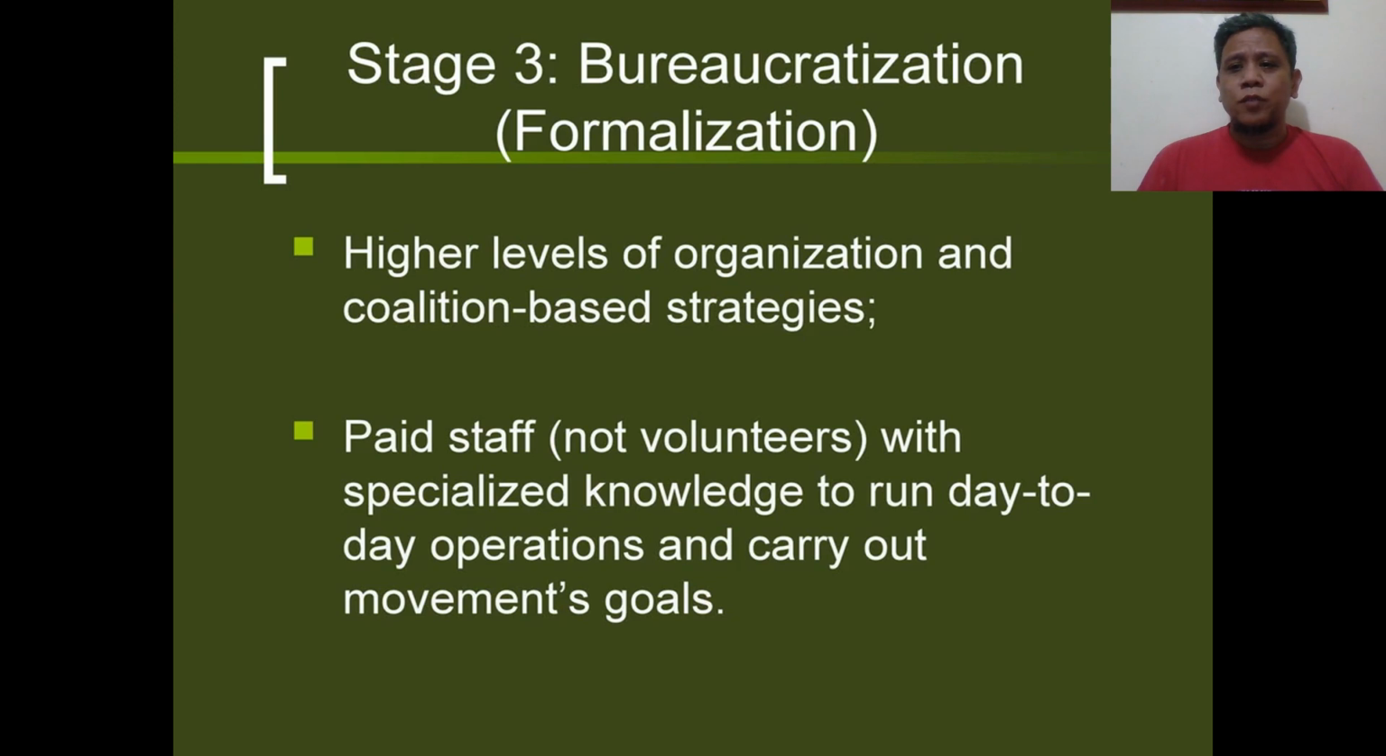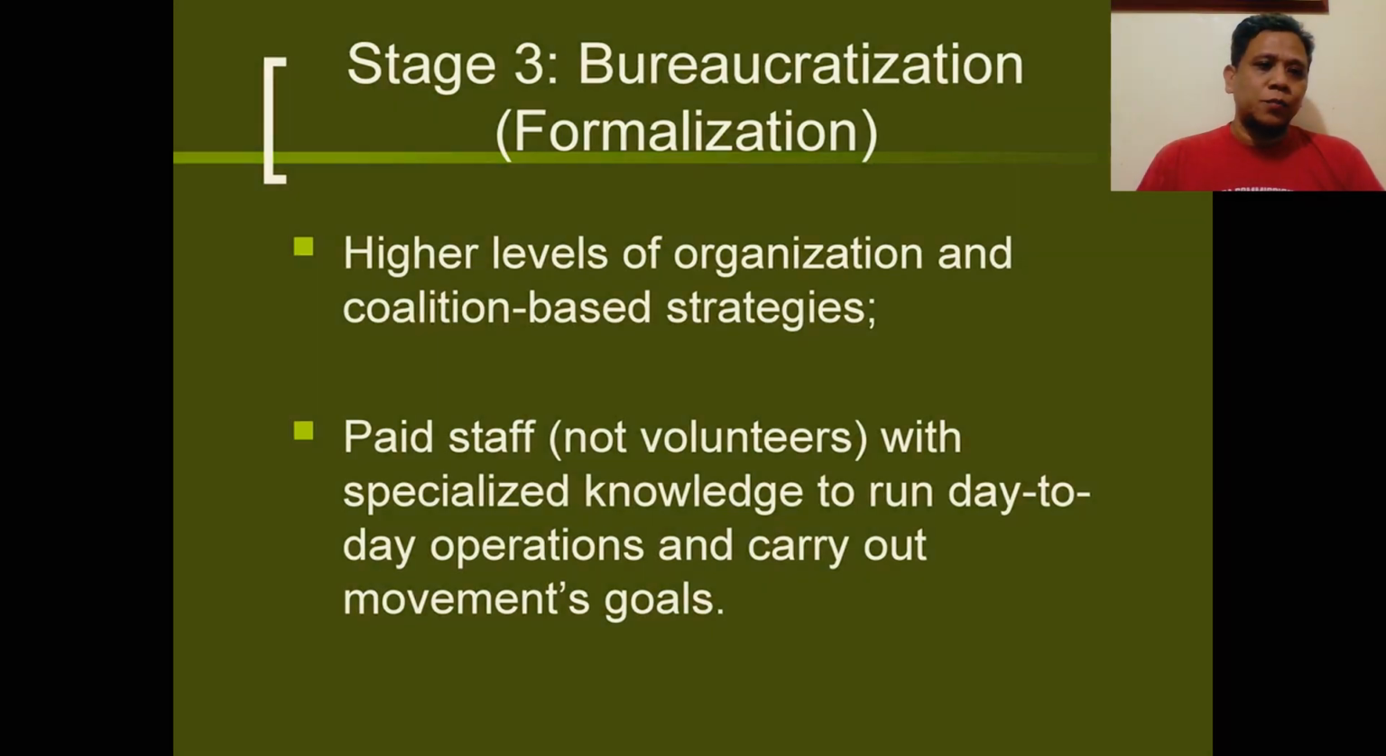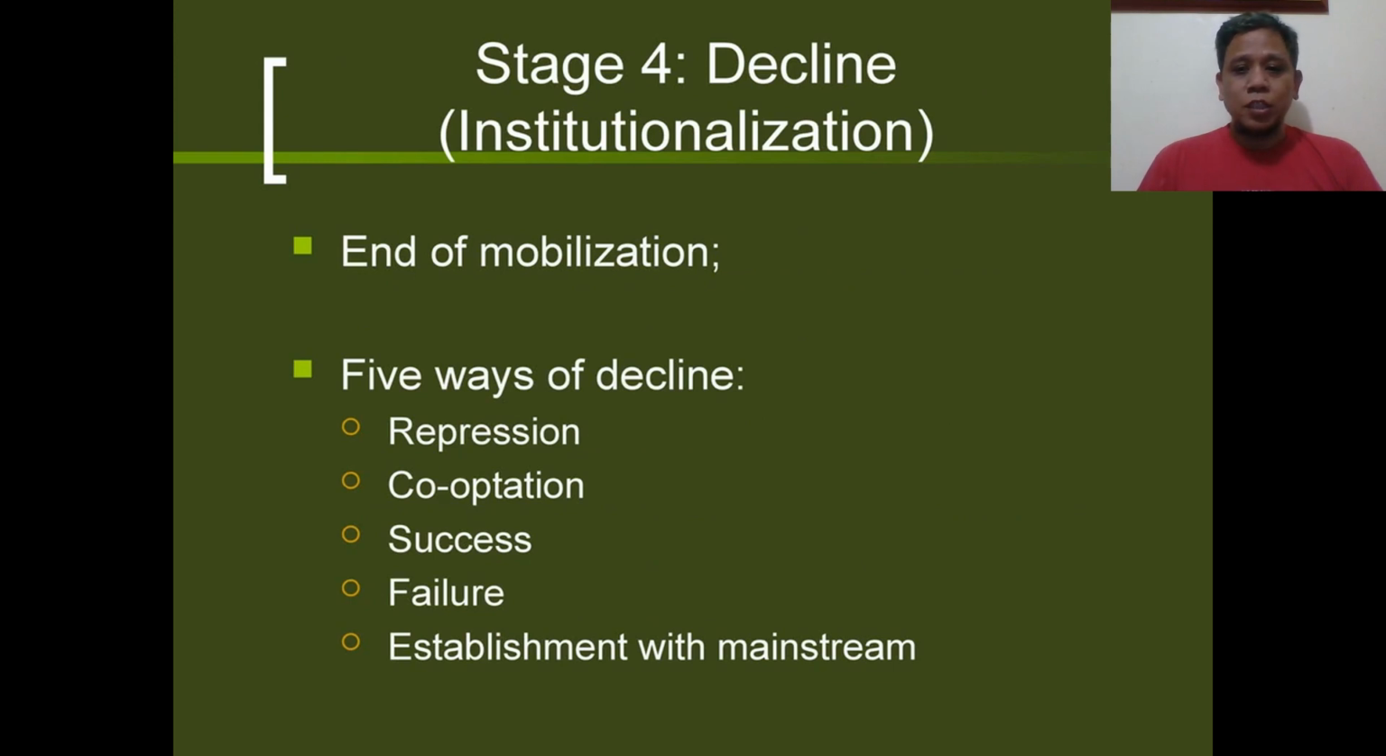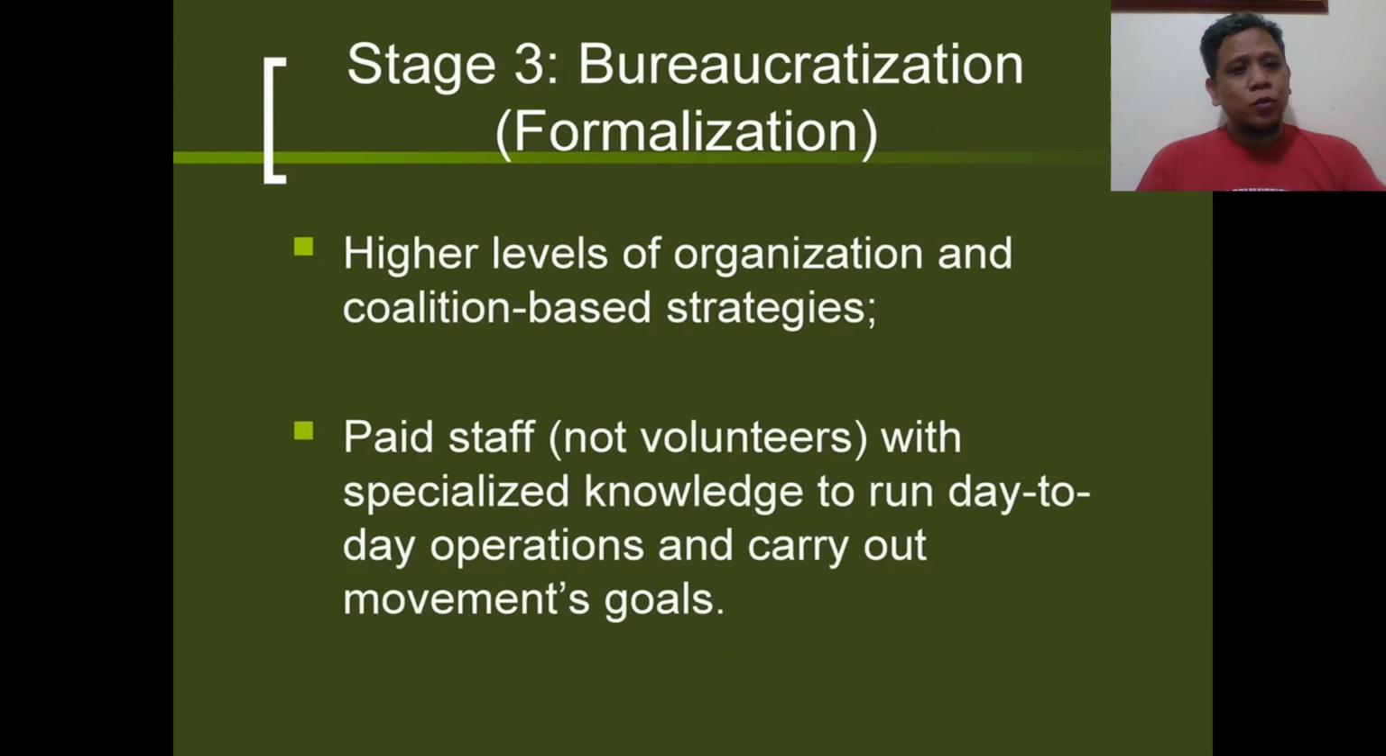In institutionalization or bureaucratization, as a movement grows, it often tends to become bureaucratized as paid leaders and paid staff replace the volunteers that began the movement. In bureaucratization, higher levels of organization and coalition-based strategies emerge. Okay, so most of the staff are paid, with specialized knowledge to run day-to-day operations and carry out the movement's goals. Okay, then we have stage four, which is the decline. However, if we go back to stage three, it also means that clear lines of authority develop as they do in bureaucracy, and more attention is also devoted to fundraising.